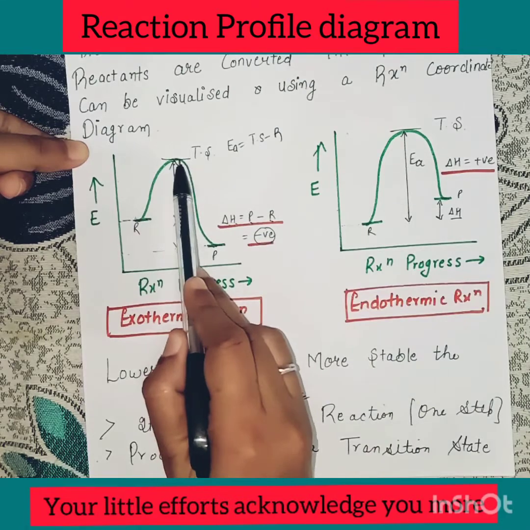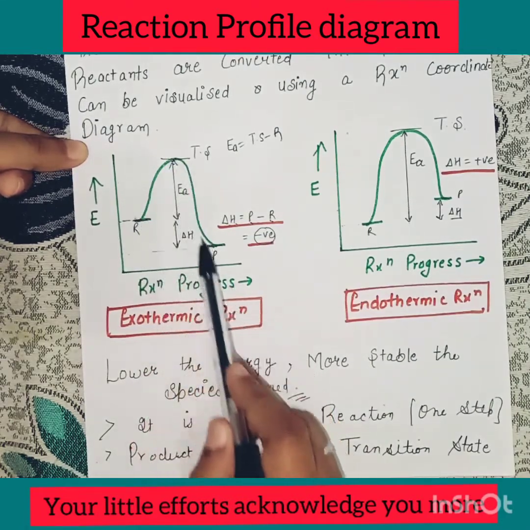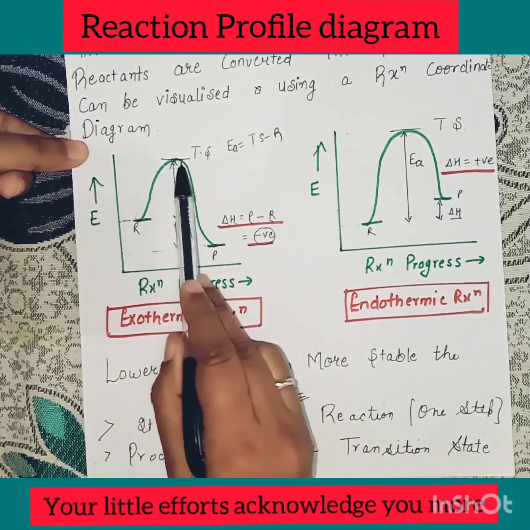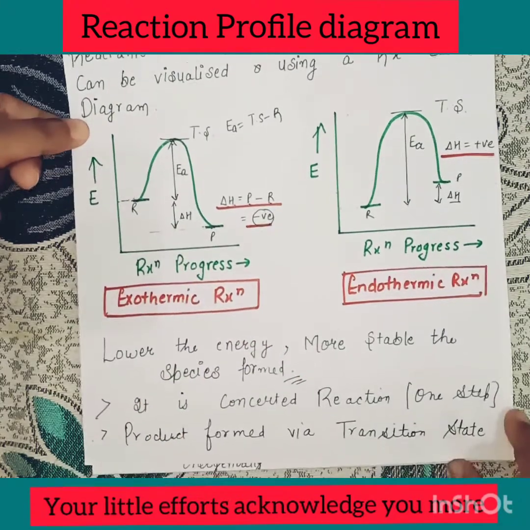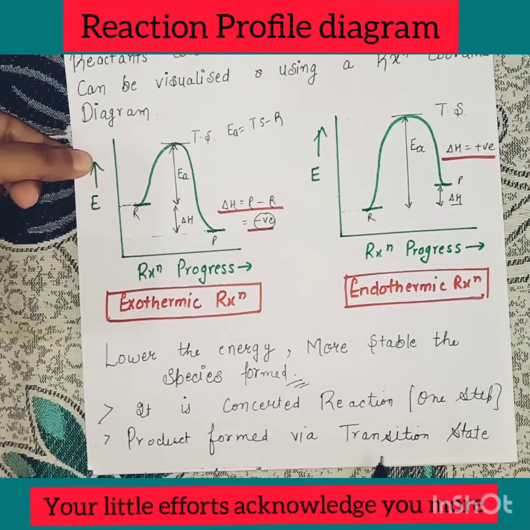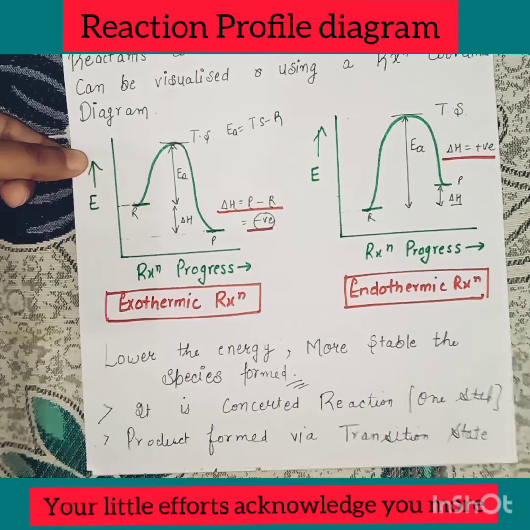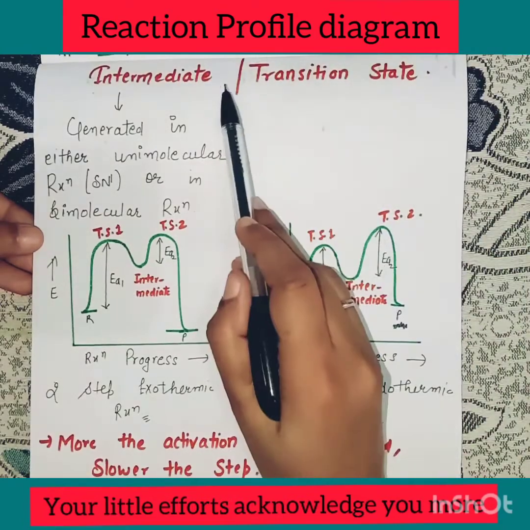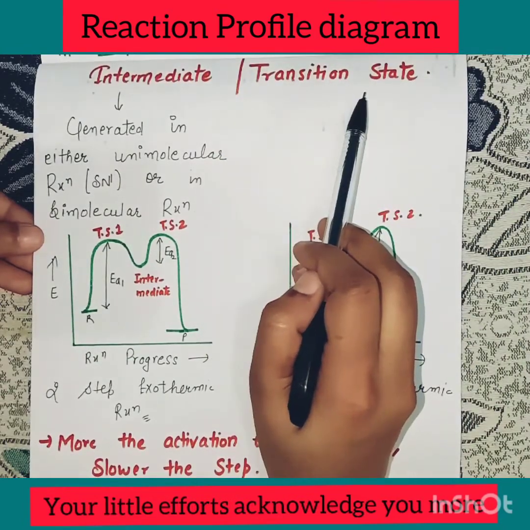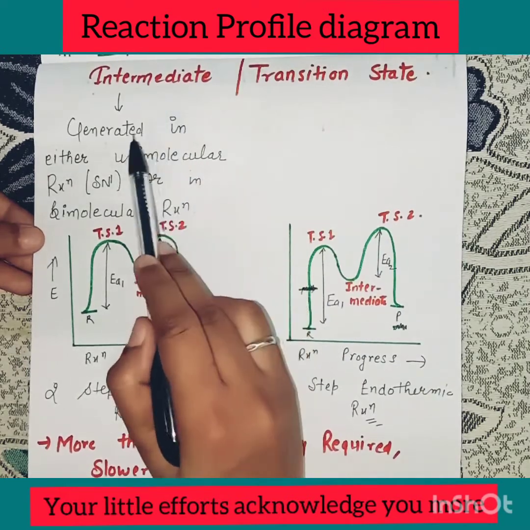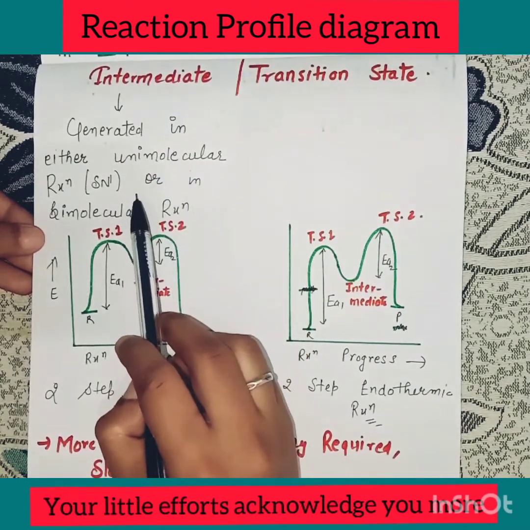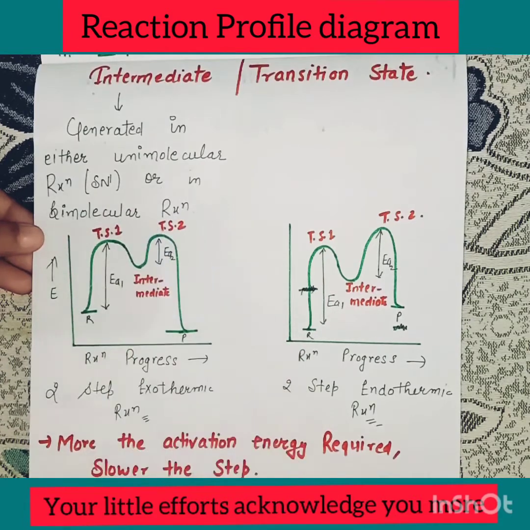This is the transition state. We go from reactant to product, and here is the transition state between reactant and product. So product is formed via transition state. In a concerted reaction, product is formed via transition state. So guys, here we have intermediate or transition state. So what is the intermediate? It is generated in either unimolecular reaction, SN1 reaction, or in bimolecular reaction. So generally intermediate is formed in a two-step process reaction.